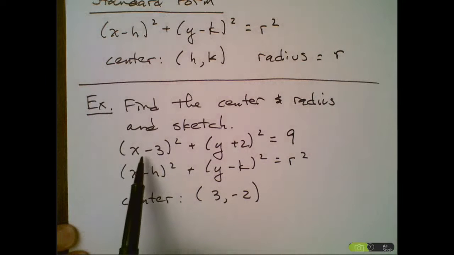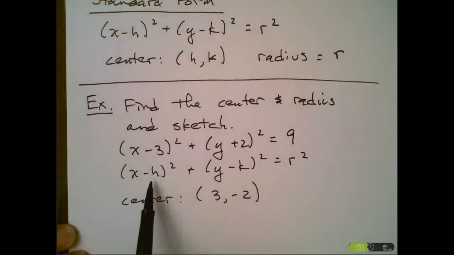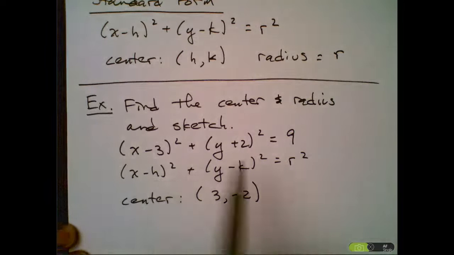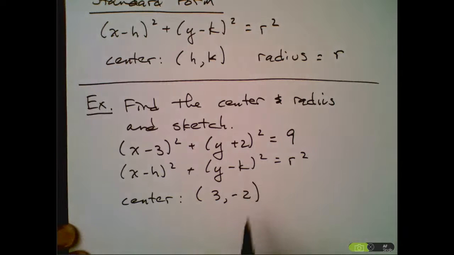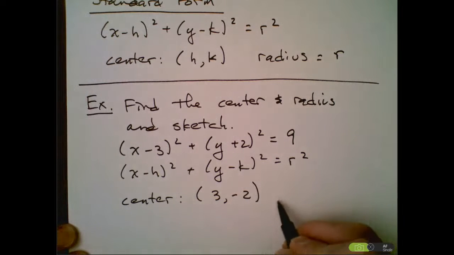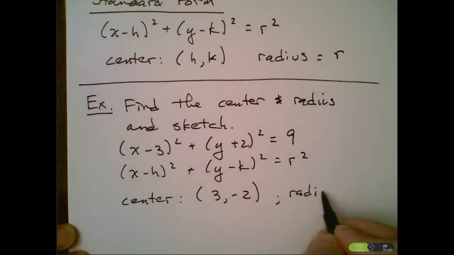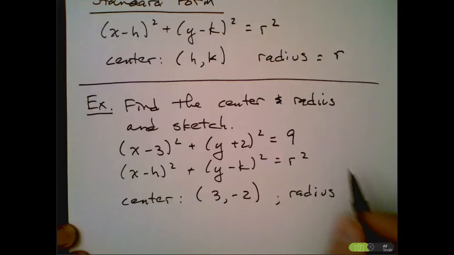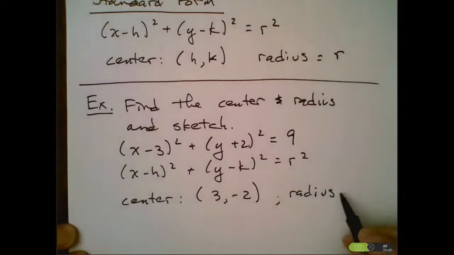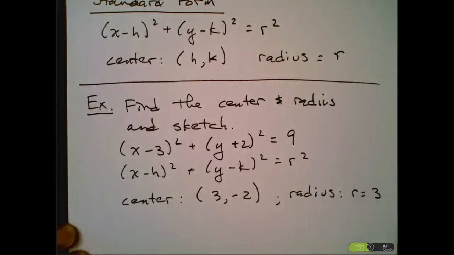Notice that this is x minus 3 and it matches with x minus h. So the only way to get a plus here is if k is negative, so then we'll have minus negative 2, which would give us y plus 2. So there's our center, and then our radius is just going to be the square root of 9 because r squared is equal to 9, so then our radius is going to be equal to 3.